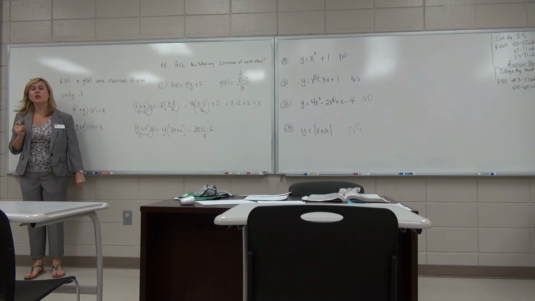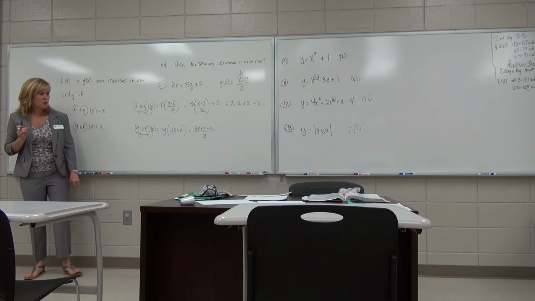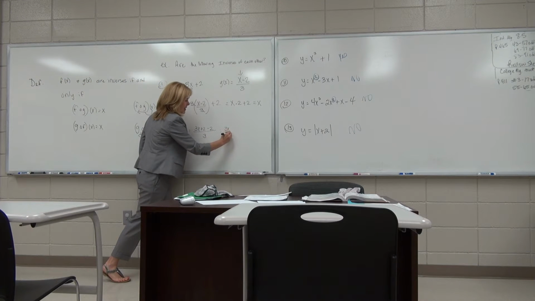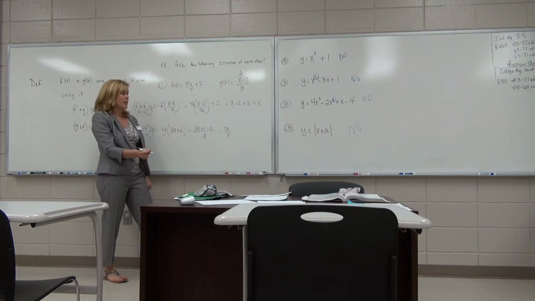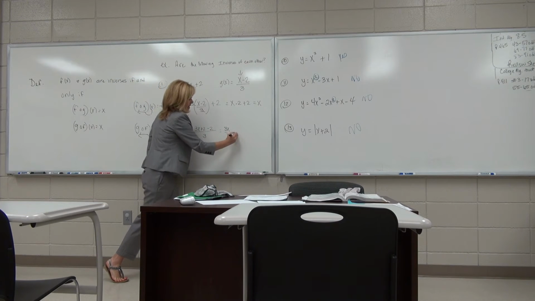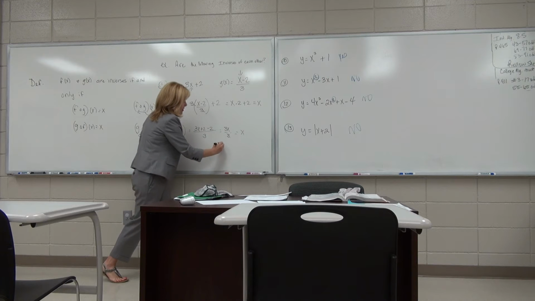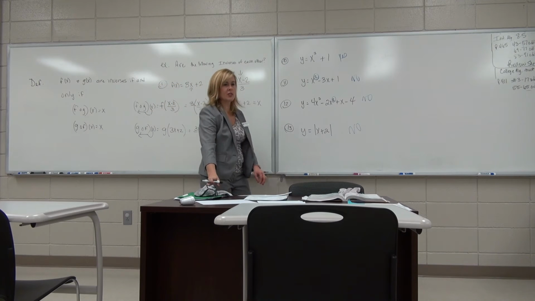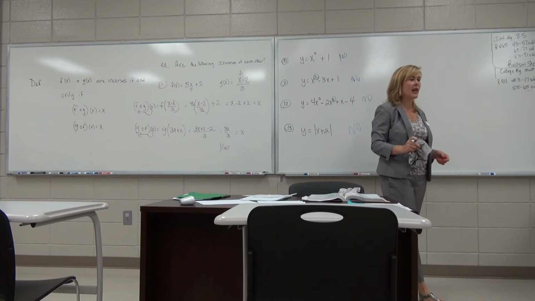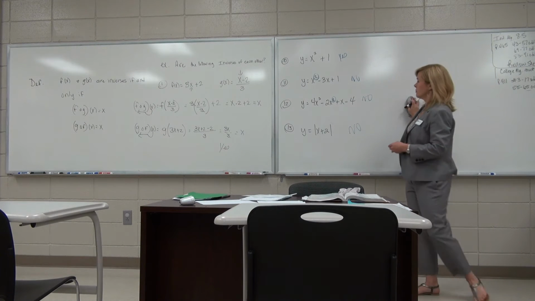What happens to those 2's? They subtract out to 0, so you're left with 3x over 3, which divides out and leaves you x. So your answer is yes. Those are inverses of each other, because the composite functions both equal x.